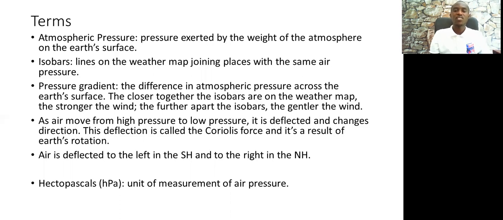Okay, the pressure gradient is the difference in atmospheric pressure across Earth's surface. In some places we have high pressure, and in some places we have low pressure. That difference is what we call the pressure gradient.